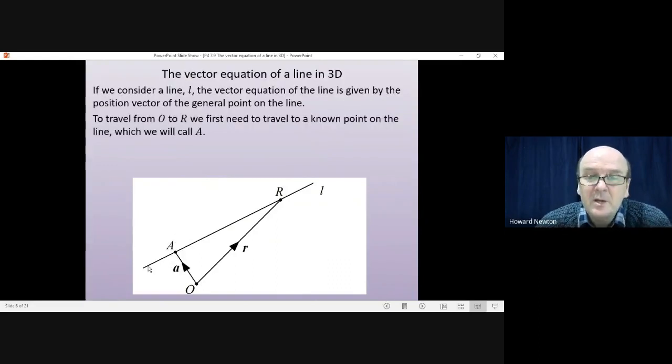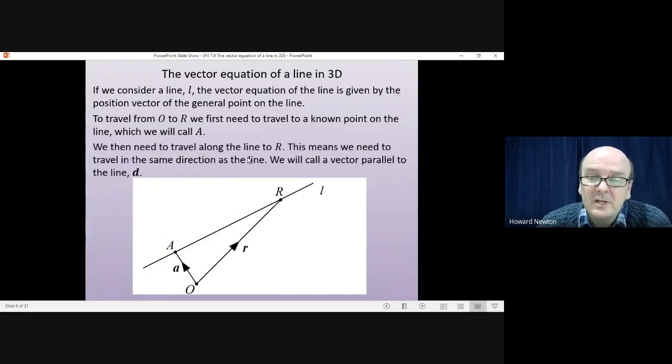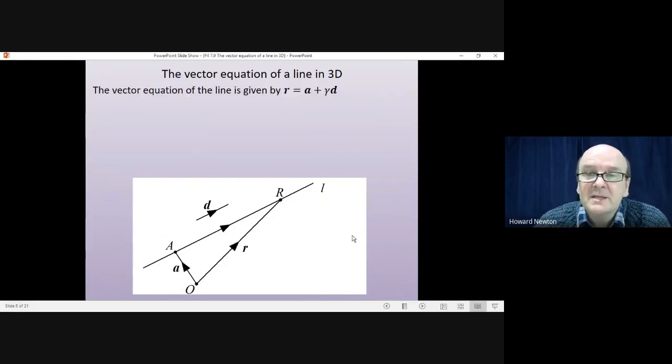Having got to the line, we then need to travel along the line until we get to R. That means we need to travel in the same direction as the line. And the way we'll do that is by using a vector which is parallel to the line, a vector which goes in the same direction as the line. And that vector we'll call D. Now, having done that, the vector equation of the line is given by R equals A, a point on the line, plus lambda times D, the direction of the line.